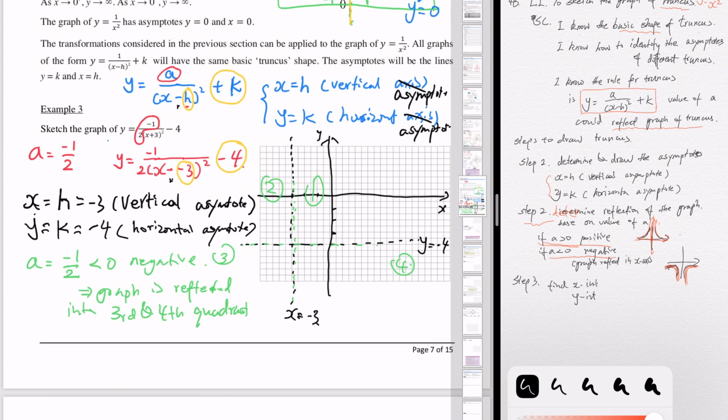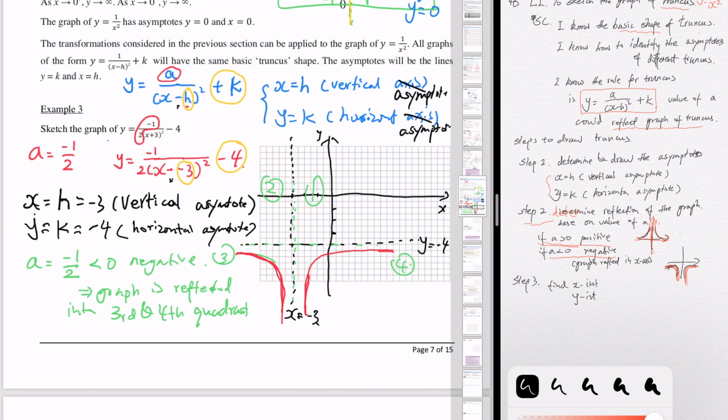Okay, and we know your graph, because the value of a is smaller than 0, it's negative, so it is reflected to the third. Okay, let me use a different color. Third quadrant. Alright. And fourth quadrant. But that is in regards to your asymptotes, not the x and y axis anymore. Okay, so that is your truncus.